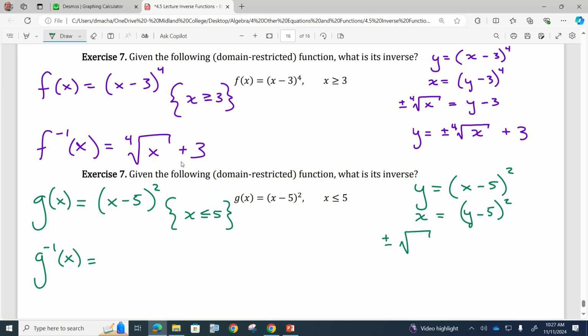So I take the square root of both sides, but the square root principle tells me I have to include a little plus or minus sign. And that gives me y equals plus or minus square root of x plus 5. The only question remaining is, I need to choose, do I want positive square root of x or negative square root of x? Negative. Why did you say negative?